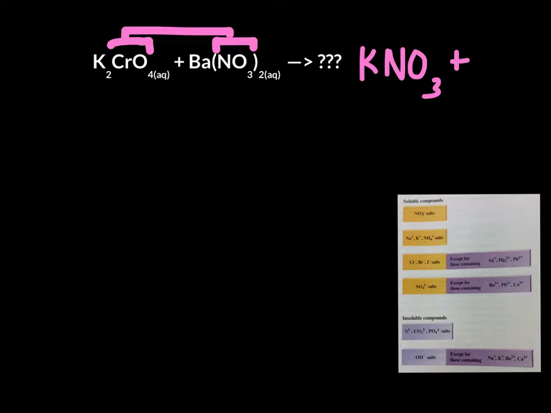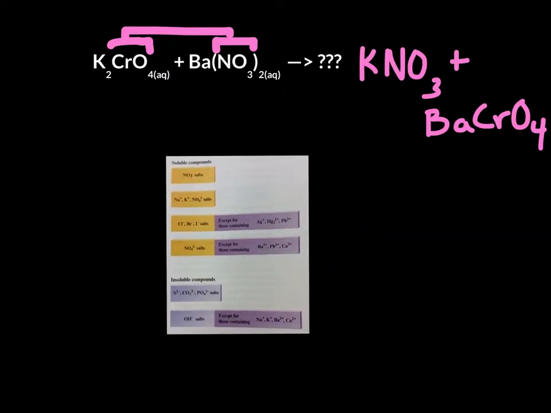Okay? That leaves us the barium and the chromate to come together. Well, it just so happens that barium is a +2 charge and chromate is a -2 charge. So we can say that we have BaCrO4. But now which one is our precipitate?